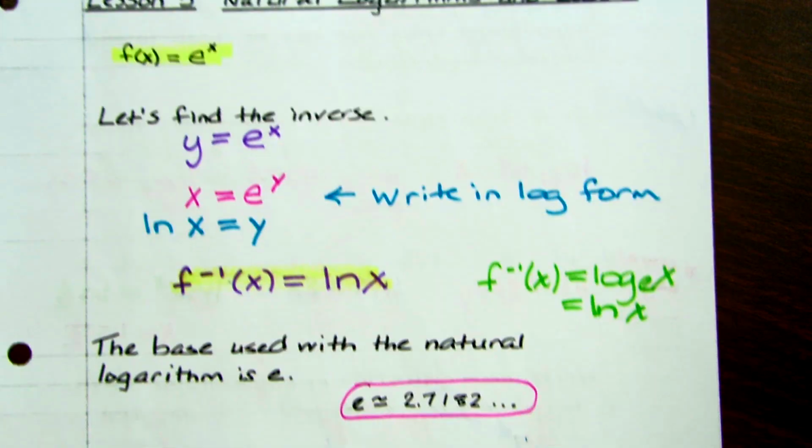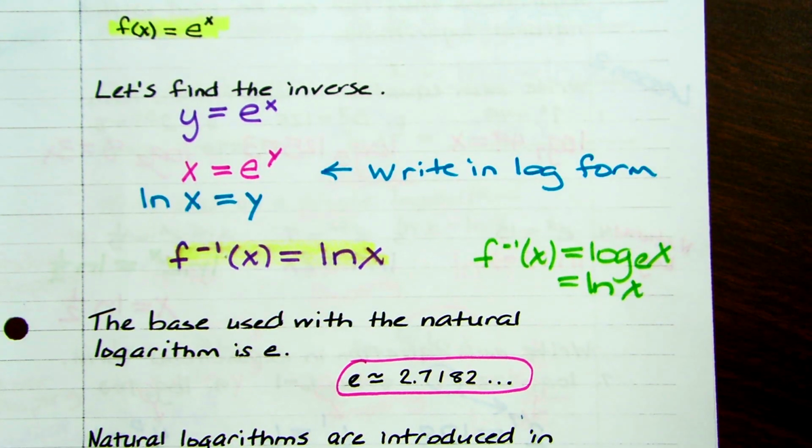e is actually kind of like pi. It occurred so often that it got its own special notation. So like pi is 3.14, e is 2.7182, and it keeps going. A lot of times you'll see natural logs used in chemistry, biology, physics, banking, and statistics.